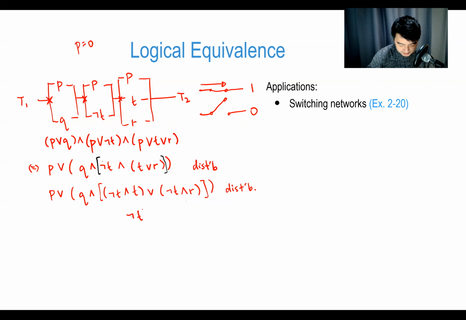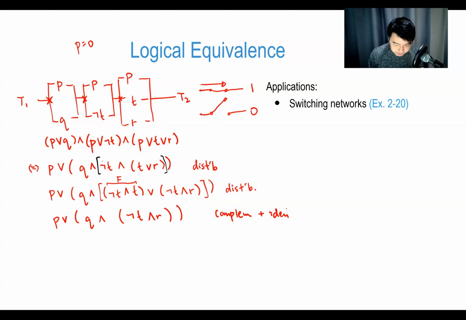It's going to be not T and R. Okay, and we have Q and not T and R. Okay, so this I did in two steps. So once again, this bracket here happens to be false. And if we call this X, false or X is just X. So I did actually two steps there. The two steps were complement and identity laws. Okay, so I did those two laws together.